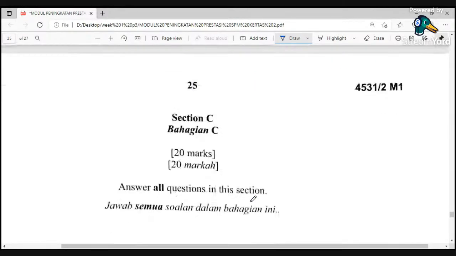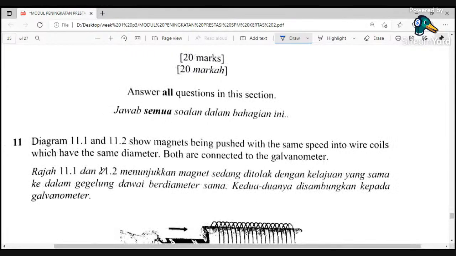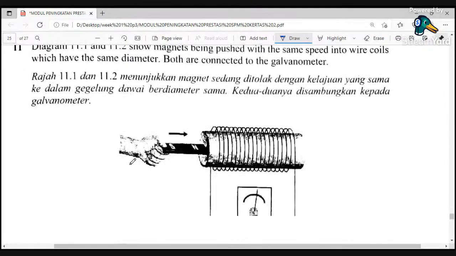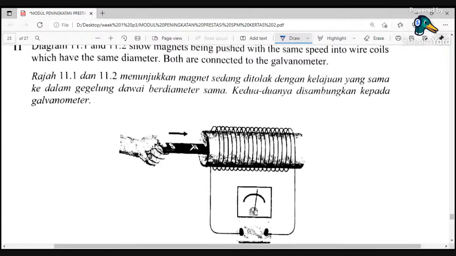Now we look at section C. Also 20 marks, compulsory to answer this one. Diagram 11.1, 11.2 show magnets being pushed with the same speed into wire coil which have same diameter. Both are connected to galvanometer. Okay.